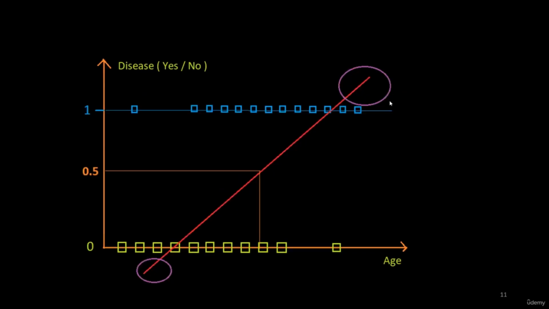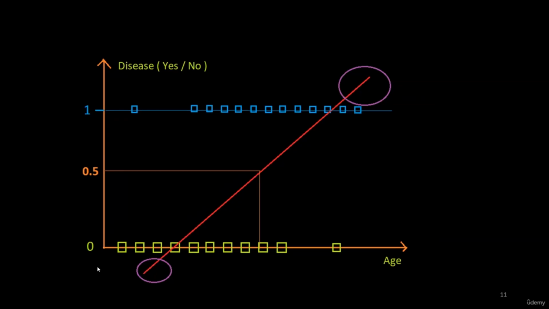Now the real problem comes when the line is extended beyond this point and extended before 0 on this side. What about this point? If I want to calculate its probability with respect to my regression model, and I draw a straight line from this point to the regression model, then the model says its probability is greater than 1. Similarly, if I draw a straight line from this point to my regression model, then the model says its probability is less than 0.